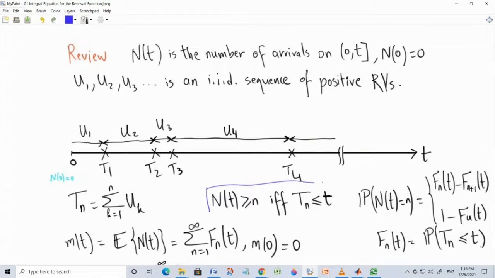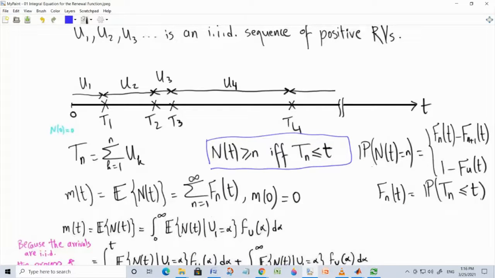In the previous lecture, we said that we have two equivalent events: N of t greater than or equal to small n, if and only if the time of the nth arrival is less than or equal to t. And we used this fact to obtain the PMF of N of t. Here F sub n of t is the CDF of Tn. Again, Tn is the sum of n inter-arrival times, and those, by definition for a renewal process, are IID.